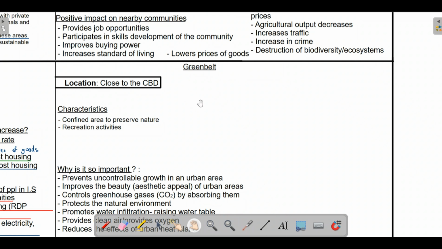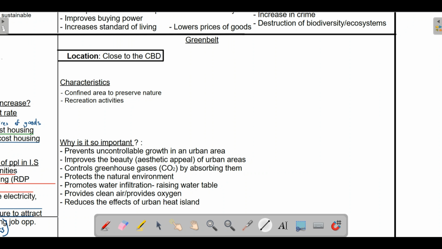Now we head on to our final land use zone, which is the green belt. Right. Now, a green belt, guys, as the name suggests, is a green area that is allocated where it is strictly illegal to have any buildings built on this particular land use zone. So this is allocated right close to the CBD to resolve some of the issues that we see in the CBD, right? So a green belt is simply a confined area that is placed there to specifically preserve nature.